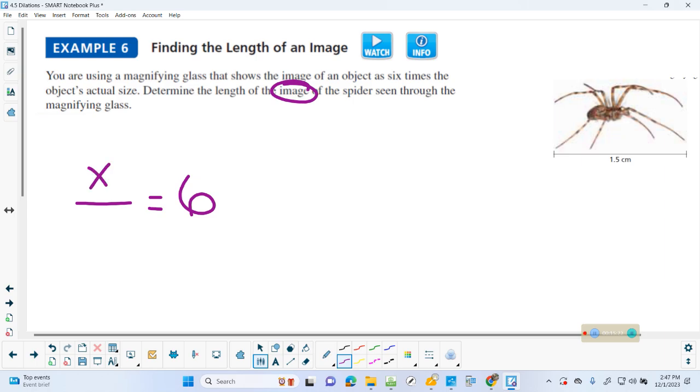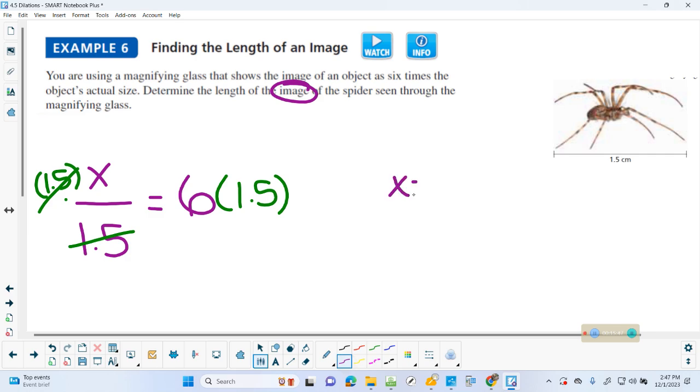I don't know, I just threw X on there. They gave you the pre-image. Your original spider is the 1.5. We're making it bigger. Now you do a little algebra here, okay? How are you going to get x alone? How are you going to get rid of that over 1.5? Yeah. I don't know, you might need your calculator for that. What's 6 times 1.5? 9. And I'm going to label centimeters.